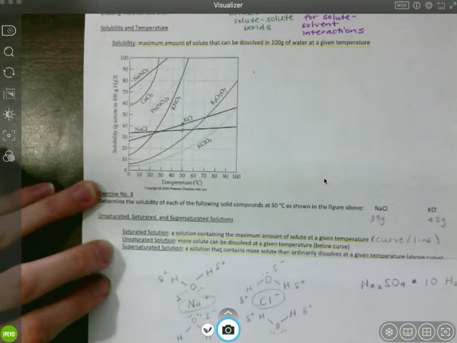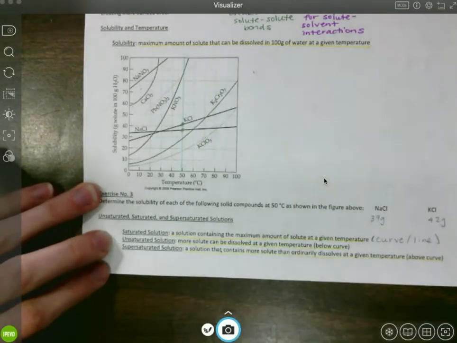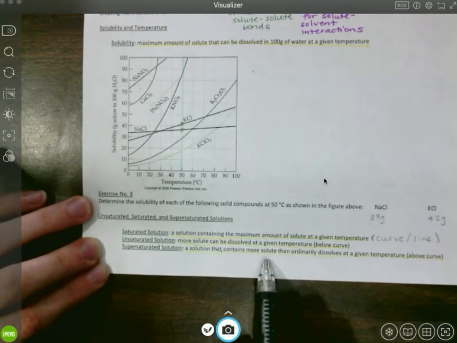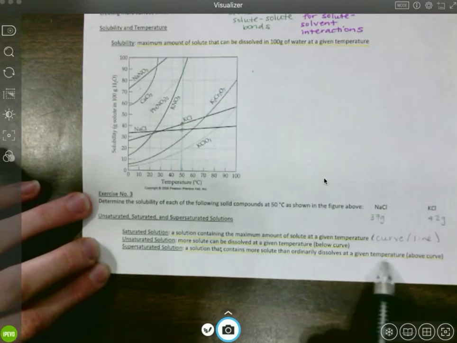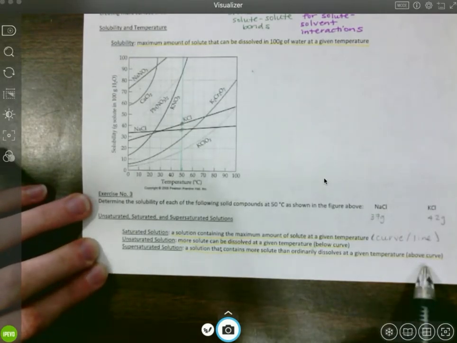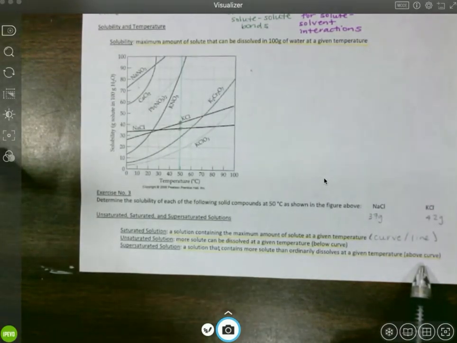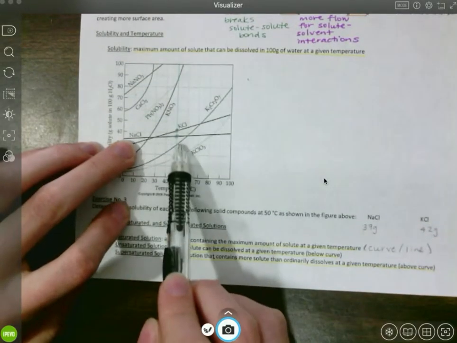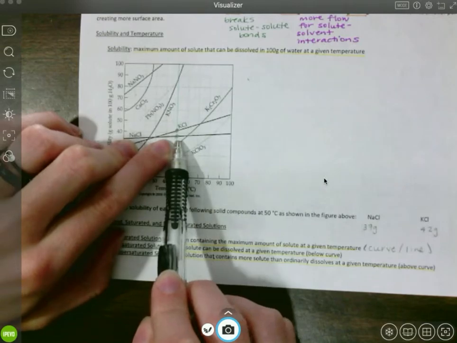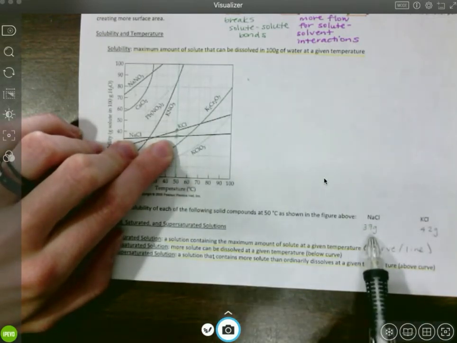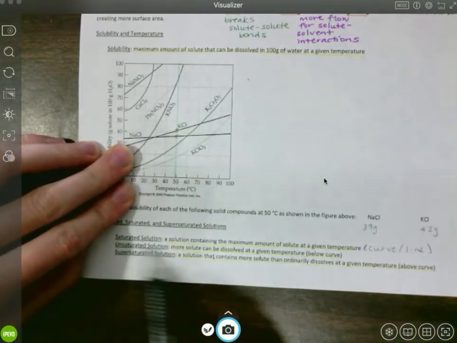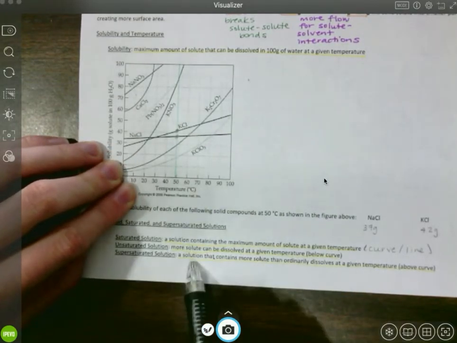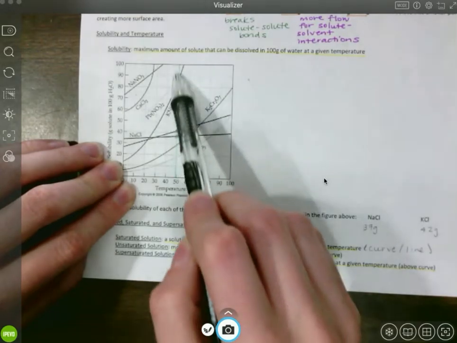All right, and last one, our supersaturated solution. A supersaturated solution is a solution that contains more solute than ordinarily dissolves at a given temperature. This is any amount above our curve. So still taking sodium chloride, our saturated amount was this 37 grams. Our unsaturated solution, anything below 37 grams. And our supersaturated is anything above our curve.